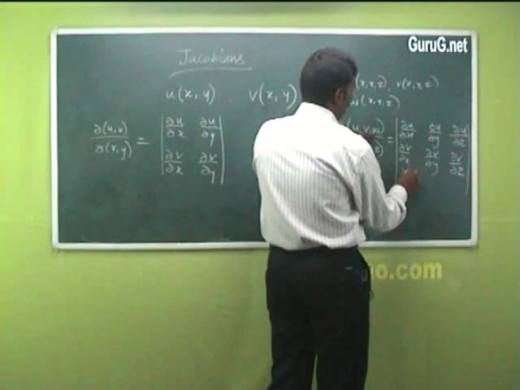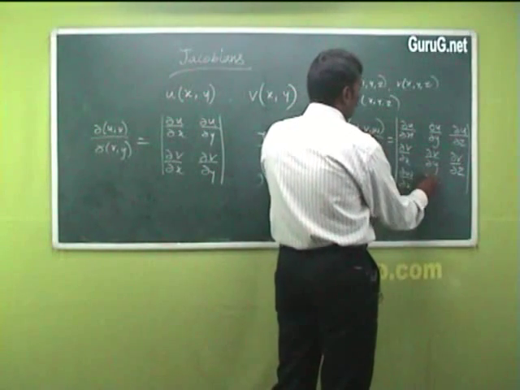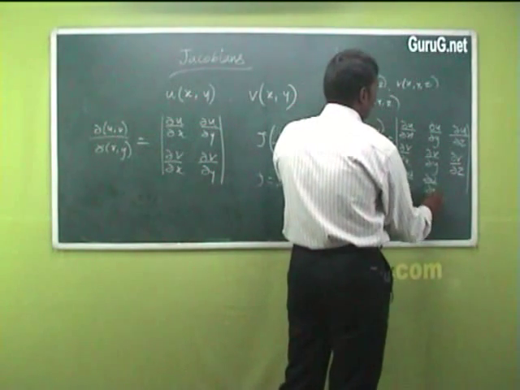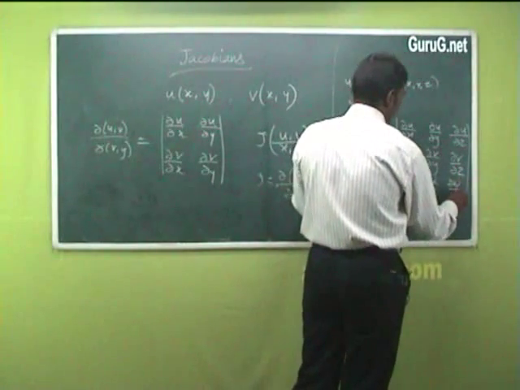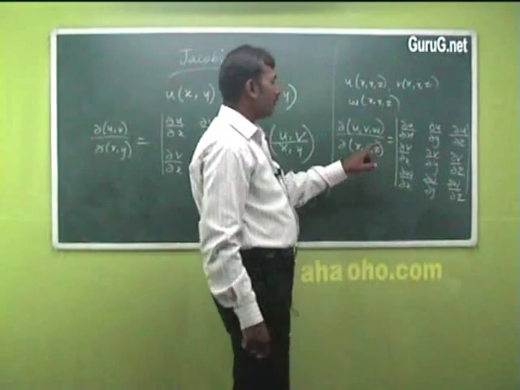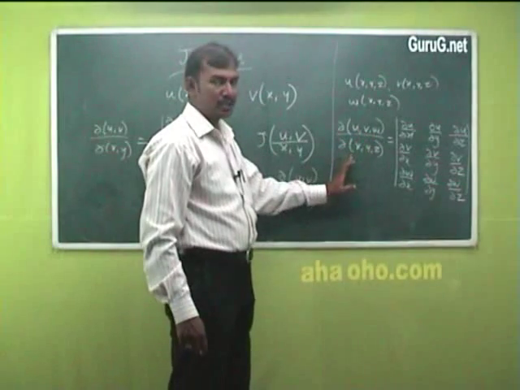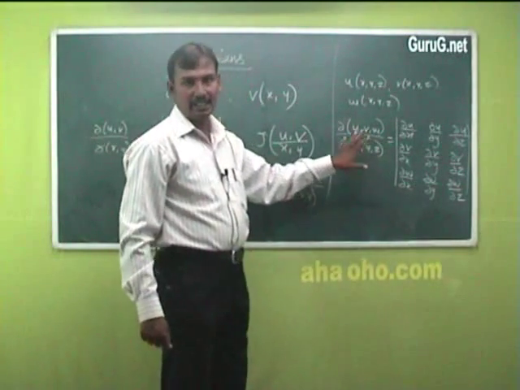Now the third one: ∂w/∂x, ∂w/∂y, ∂w/∂z. So these are the Jacobian of u, v, w with respect to x, y, z. So this is the definition.